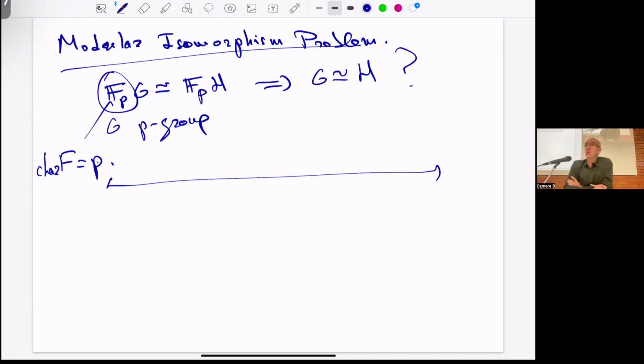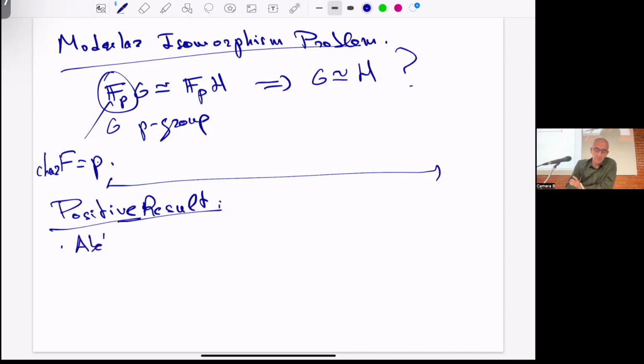So we were looking for that. So I started learning about this question, and I looked at the positive results available in the literature. I found, among others, a few that I'm going to report at this moment. For example, when the groups were abelian, then the answer is positive.